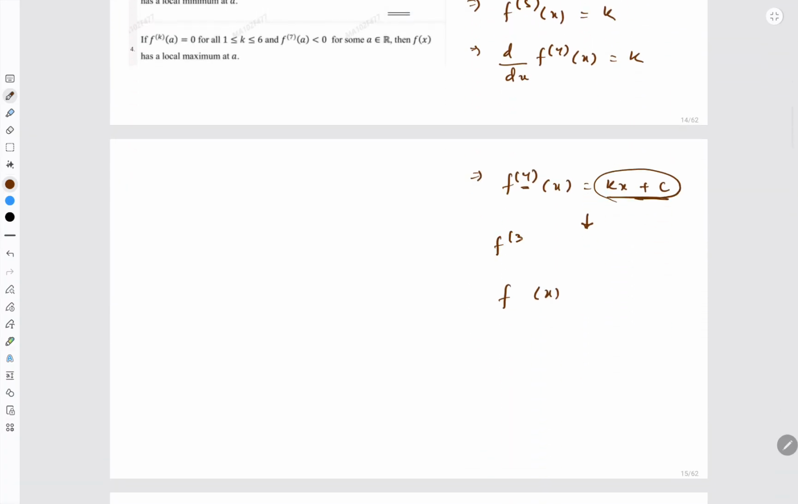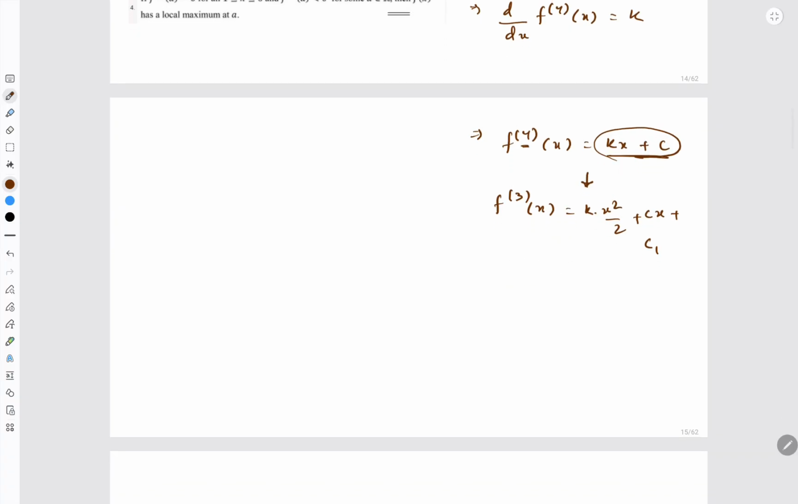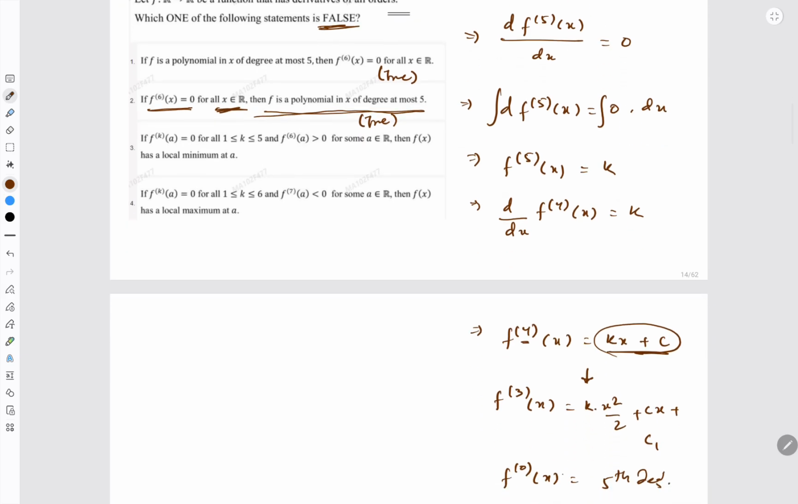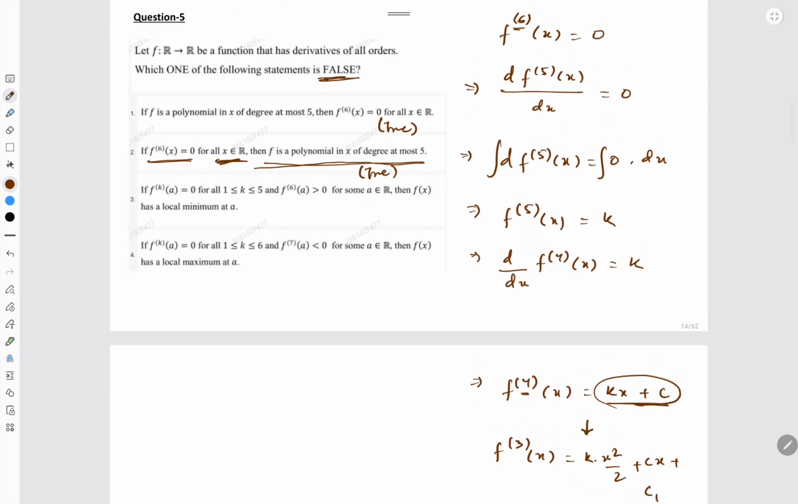So if I do one more step, f3 of x is the integration of this thing. So the integration of this thing is kx square by 2 plus cx plus c1, a new constant. So this is nothing but a polynomial. So if you go to f0 of x, it will be a fifth degree polynomial. So this is also true. Now from these options, one has to be false.